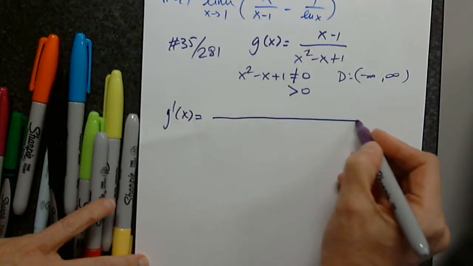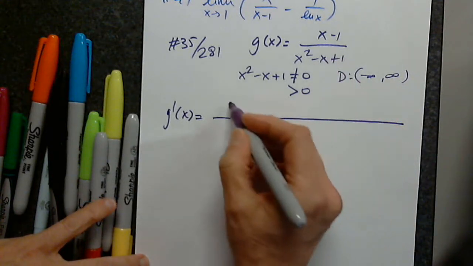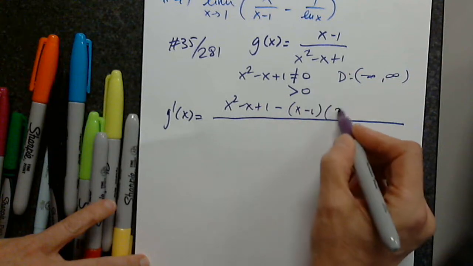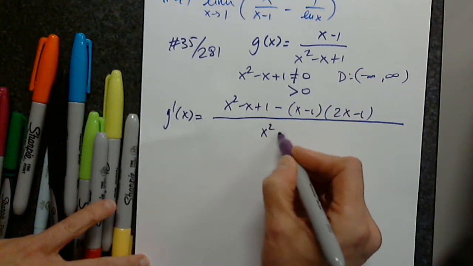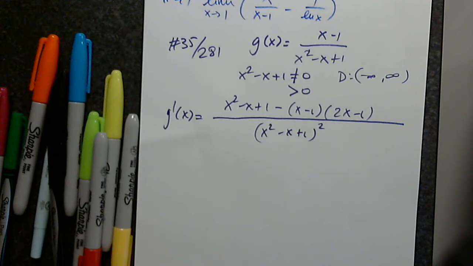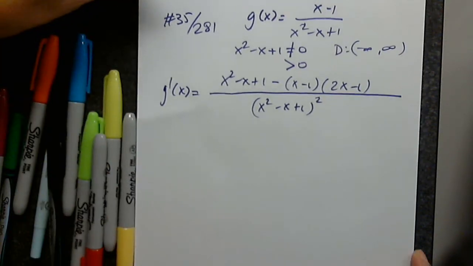It's a ratio. The top prime is 1 times the denominator minus the top times the denominator prime, divided by x squared minus x plus 1 squared. So obviously there's going to be no critical number coming from g prime being undefined, because when g prime is undefined, so is the function. However, they're both defined everywhere because this is never 0. So the only possibility will be that g prime is 0.